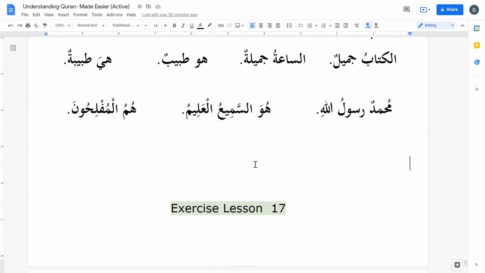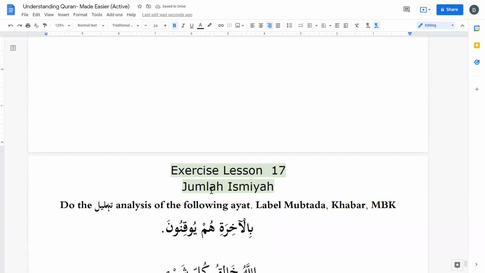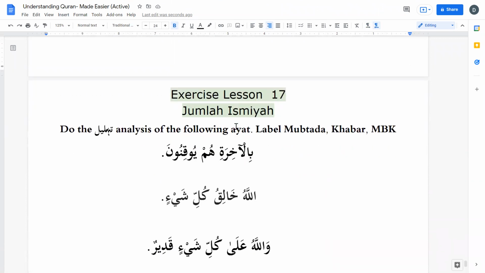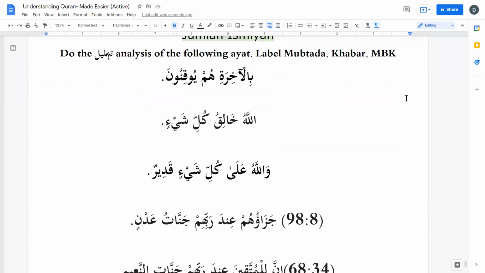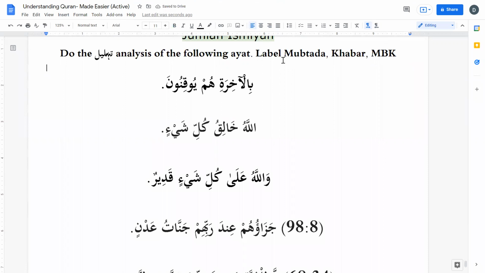So alhamdulillah, this very small short topic we covered today, and most of the other important points we learned in previous videos. And today it's time for exercise for lesson 17 overall. So let's do that. Do the tahleel, analysis of the following ayat. And what you need to do is to label these ayah, label which one is mubtada, which one is khabar, and which one is muta'alliq bil khabar.